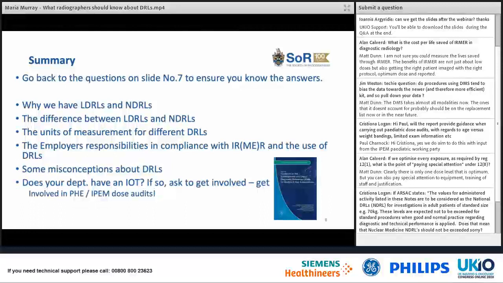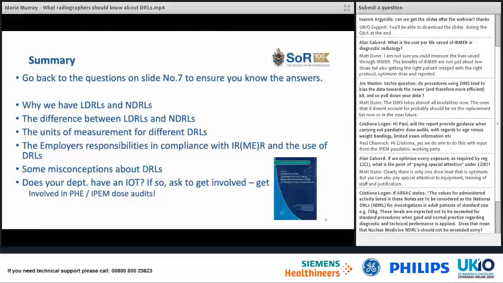And if there's an image optimization team, IOT, get involved or find out what they're doing, because they're the ones that collect the dose data that help to inform future DRLs. So go back to your department, please. Read the documents and the links that I'm going to be giving you. Know where your local DRLs are.